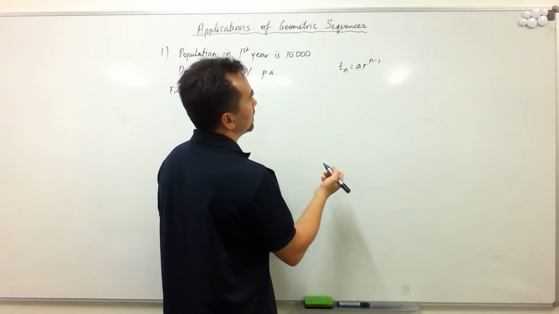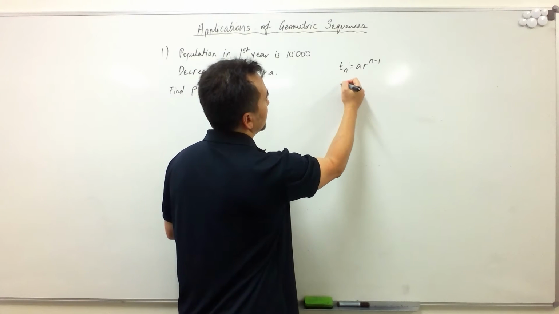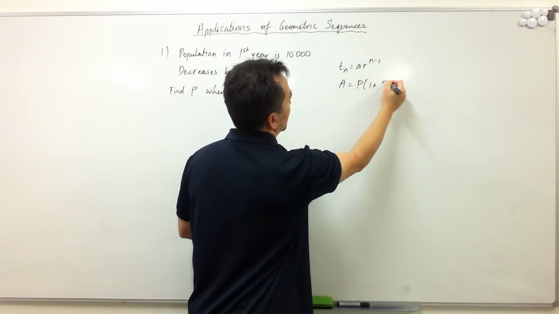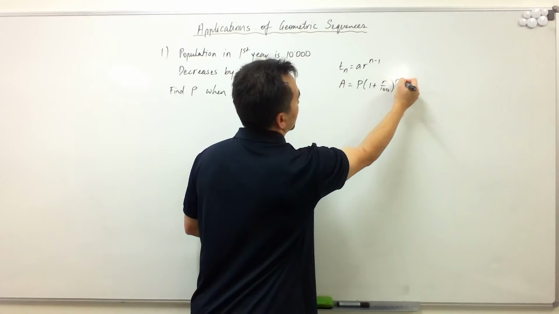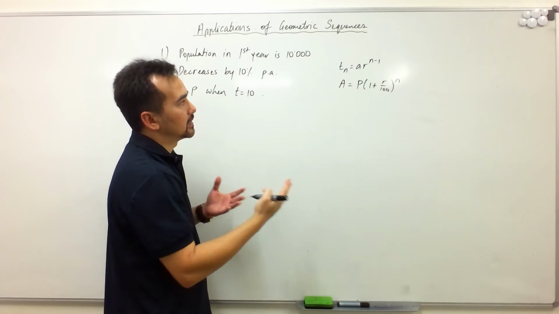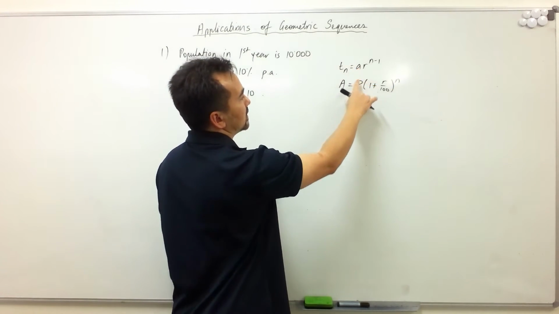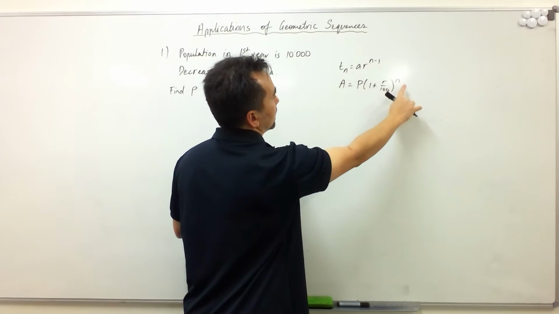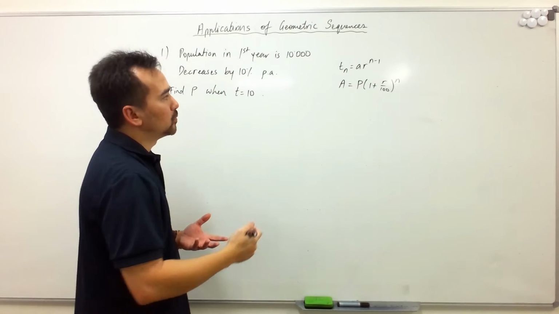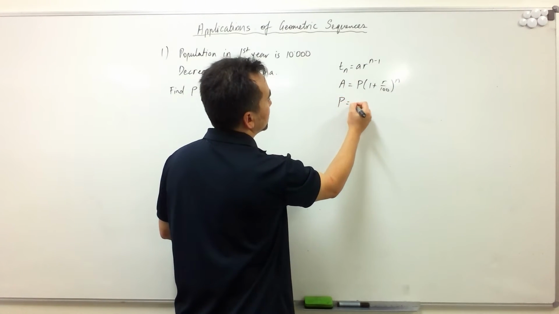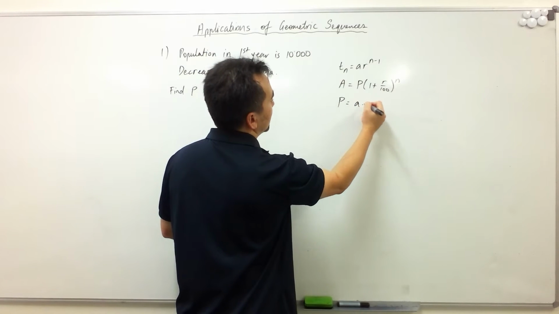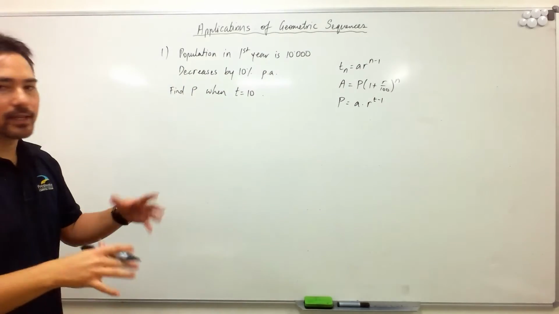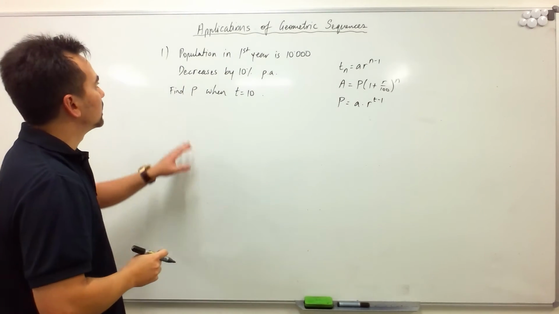Like the compound interest will be A is equal to P times 1 plus R on 100 to the power n. And it's applying the same thing, where A in this case is P, R is this value here, and the power is this power here. You will also find variations like population is equal to A times R to the power T minus 1. And there are others.